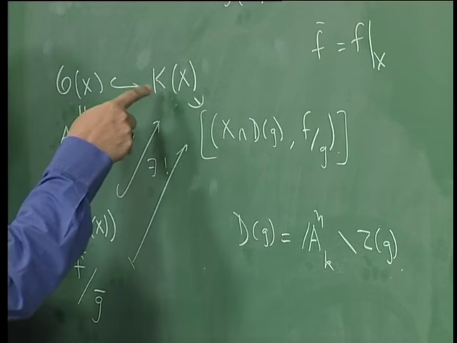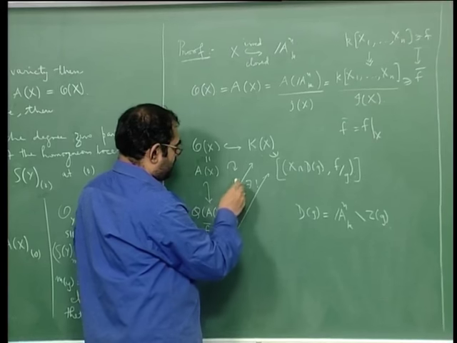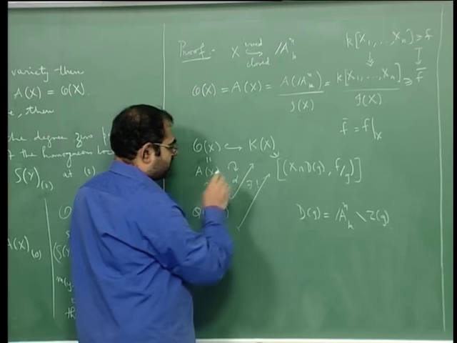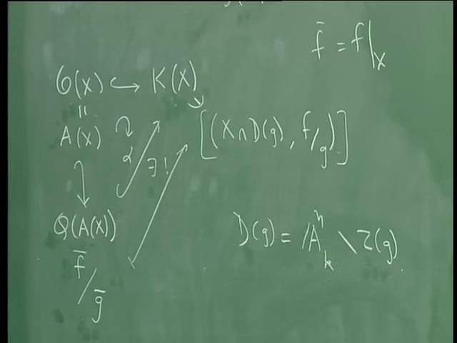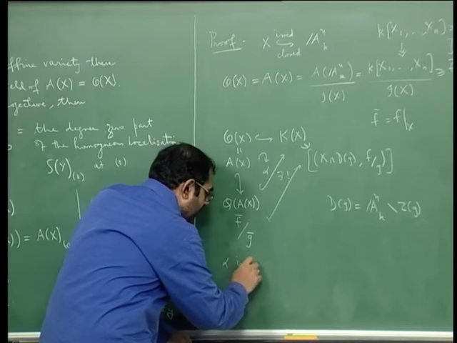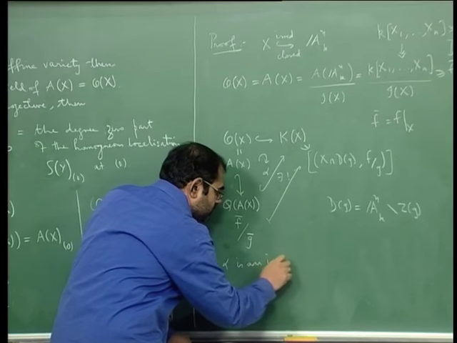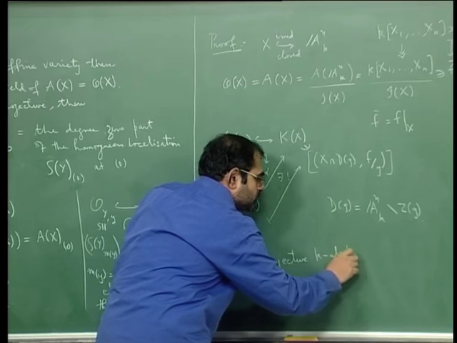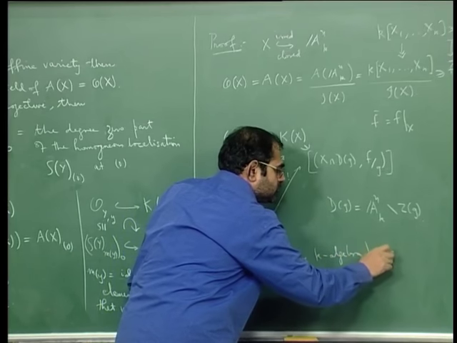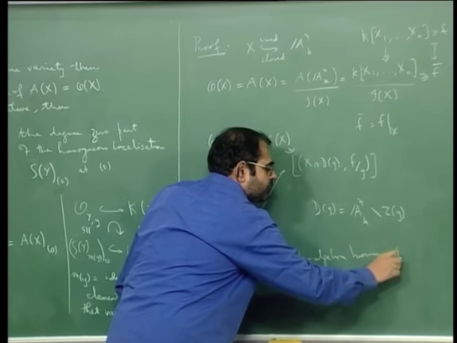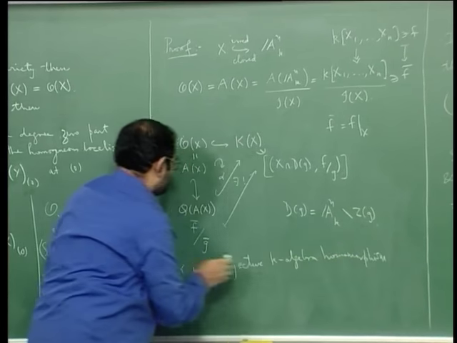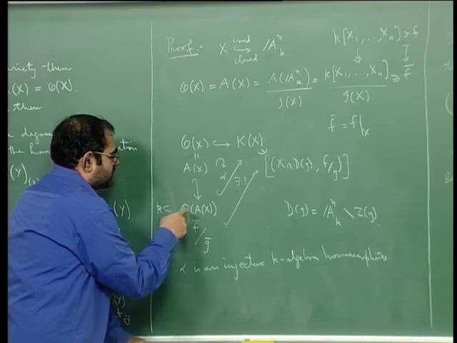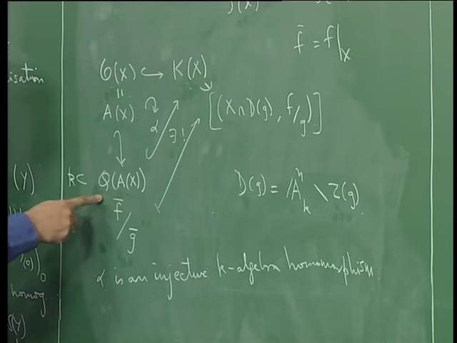Well, let me call this map alpha. So alpha is an injective K-algebra homomorphism. Well, actually, it's more. You know, the quotient field of Ax contains K. The quotient field of Ax is a field. It contains K.